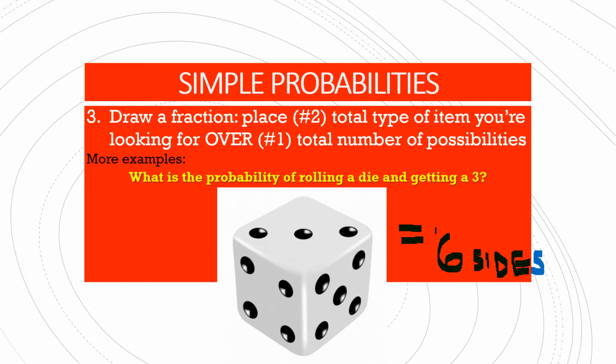And then on the top, how many 3s are on those 6 sides of the die? There's only 1 3, because each side has a different number on it. So there's only 1 3 available or possible out of those 6 sides. So we're going to write 1 on the top of the fraction because there's only 1 3 available. So that's a 1 in 6 chance that you're going to roll a 3. So the probability is 1/6.